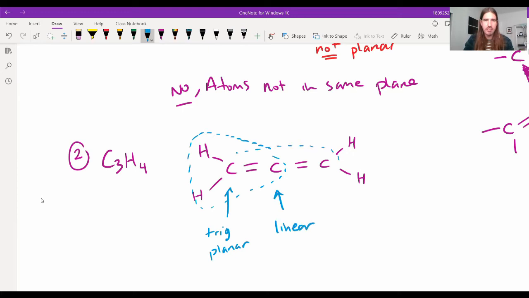So now we have the plane including these 3 carbons. And then we also would have a trigonal planar over here. So we could envision, oh, this is all in the same plane. Therefore, it's like if A equals B, B equals C, then A equals C. So if they're all sharing planes, this looks like it's all planar. But it's not. So this is the trick.